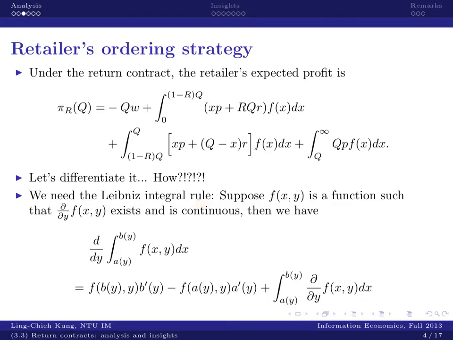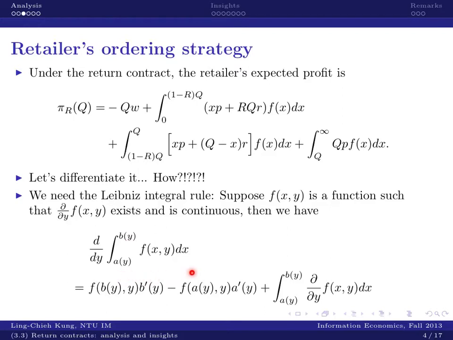Let me make a brief explanation. Suppose there is a function f. F is at least a two-variable function. Suppose f can be differentiated over y, and this partial derivative exists and is continuous. Some regularity conditions we need. Then what we have is here. Suppose f has been integrated over x. The lower bound and upper bound may be some function of y.